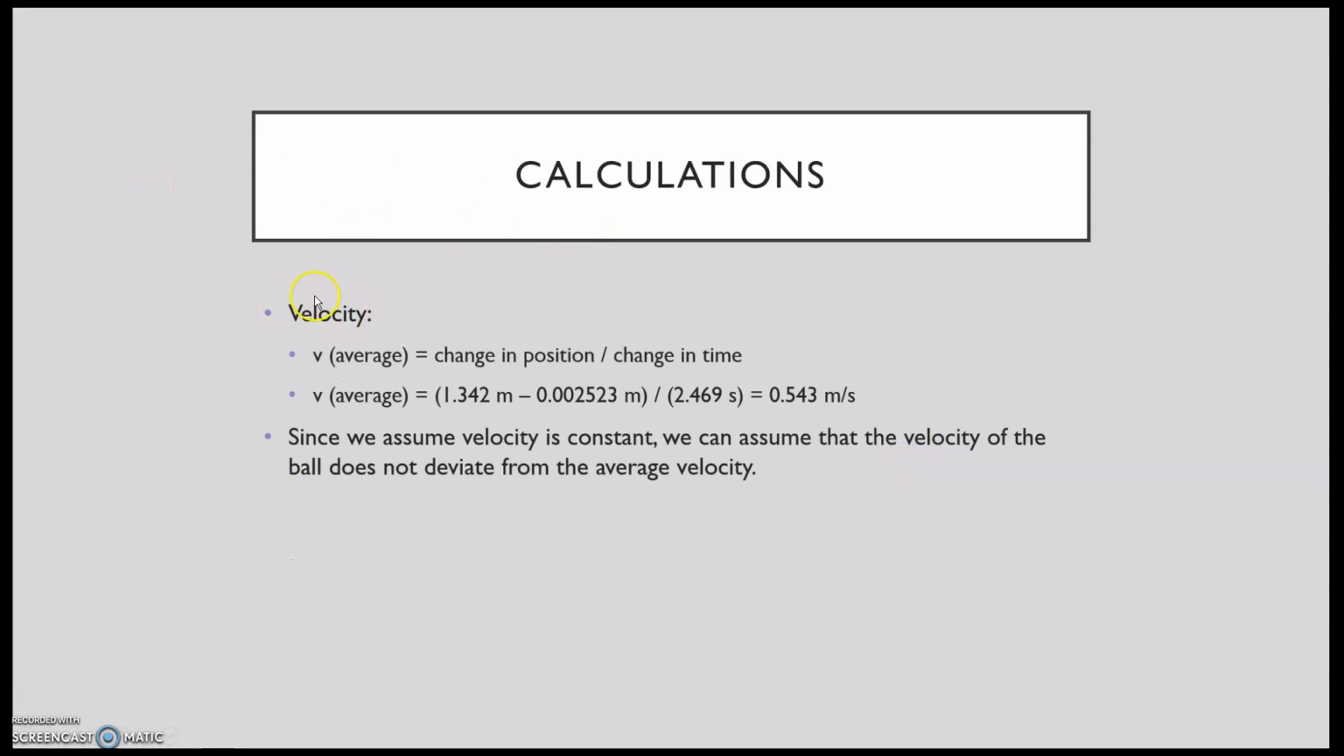So for my calculations, I calculated velocity here using the average velocity formula, change in position over change in time. I got the final position and initial position from the tracker app I used, and I got the change in time from that as well, and calculated the velocity to be 0.543 meters per second. And for this lab, since we are assuming that velocity is constant, we can assume that the velocity of the ball doesn't change from that average velocity. So let's go to the tracker app.